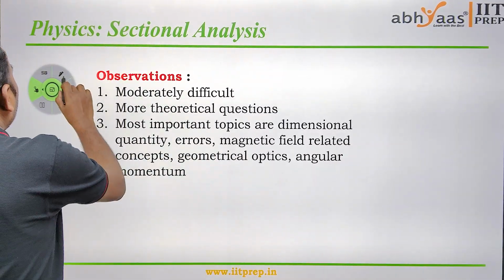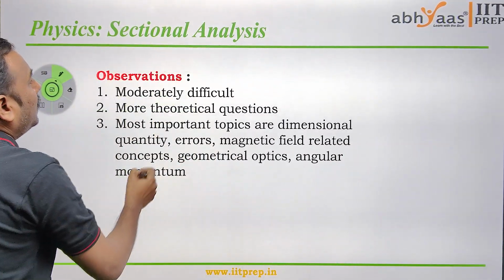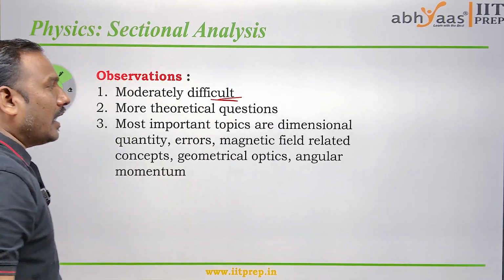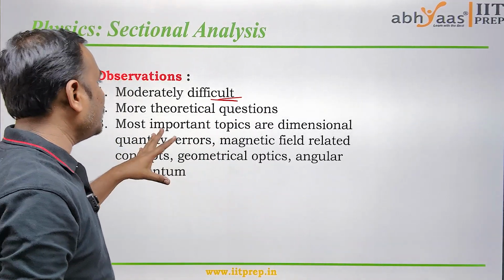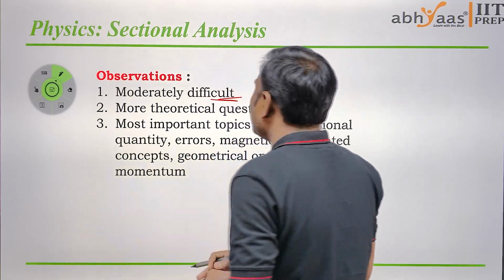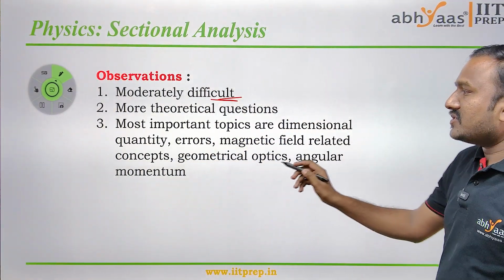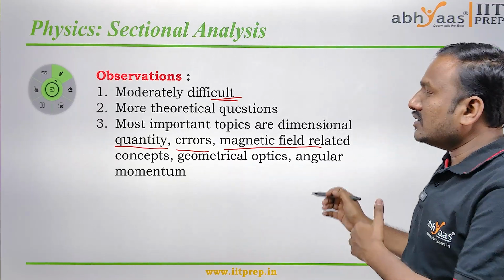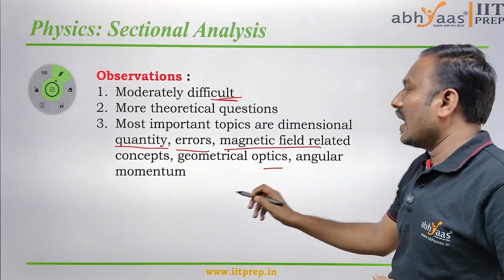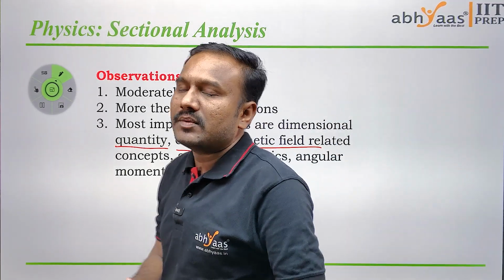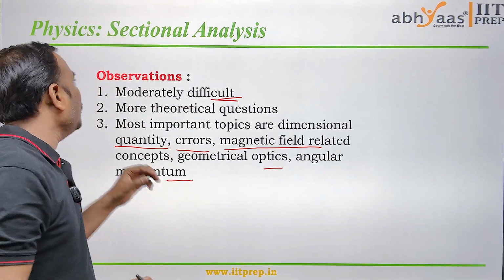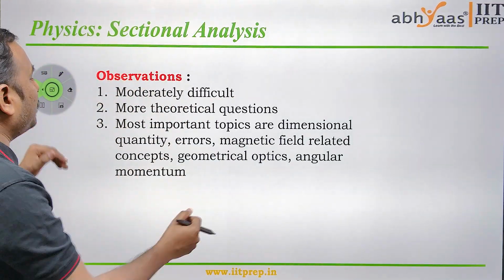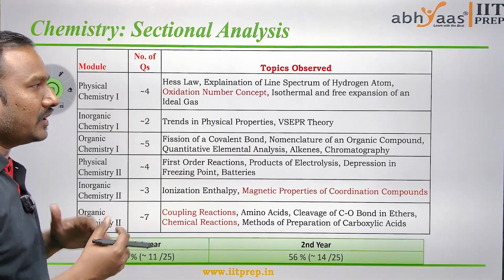And the observations: if you see here, the paper is moderately difficult and more theoretical questions were given in this paper. The most important topics are dimensional quantity, errors, magnetic field related concepts, geometrical optics, and angular momentum. These are the most important topics for this paper to get the marks. If the student has prepared them, then they will get the marks.